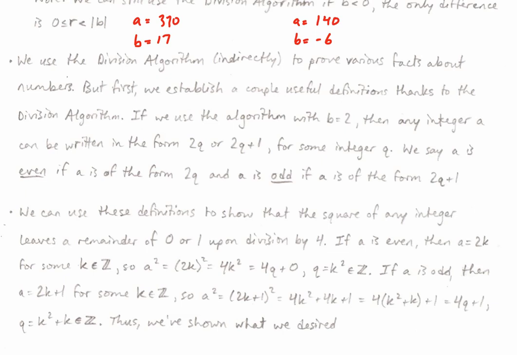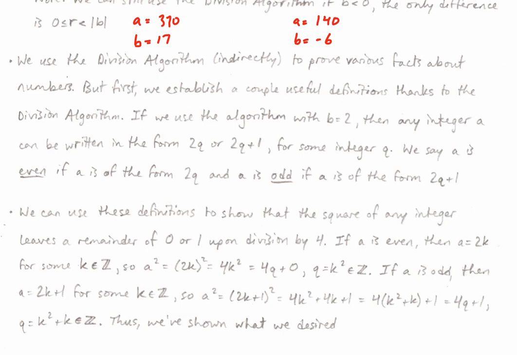What this claim is, and what we're going to try to show, is that if you take a squared and you divide it by 4, then what you're going to get is something of the form 4q plus 0, aka 4q, or 4q plus 1. You get something that's either 4 times some whole number or 4 times some whole number plus 1. And we're going to break this down into 2 cases. We have the case where a is even, and we have the case where a is odd. So let's first work with the case where a is even.